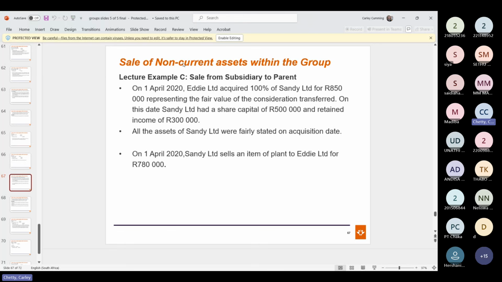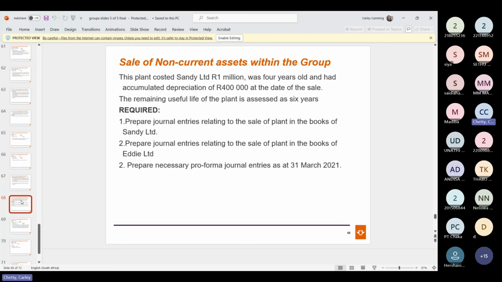On 1 April 2020, Sandy sells an item of plant to Eddie for 780,000. So here Sandy is the subsidiary and they are selling the plant to Eddie, who is the parent. In the previous example, it was the other way around, okay? So here Sandy is the subsidiary and they are selling the plant to the parent. The plant cost Sandy 1 million, was 4 years old and had accumulated depreciation of 400,000 at the date of sale. The remaining useful life of the plant is assessed as 6 years.